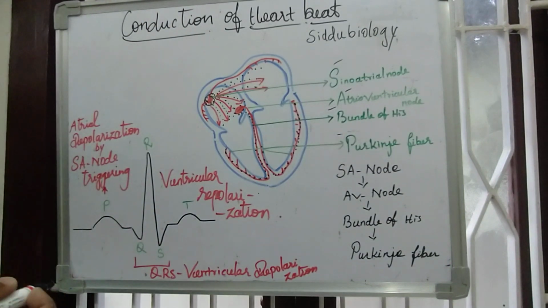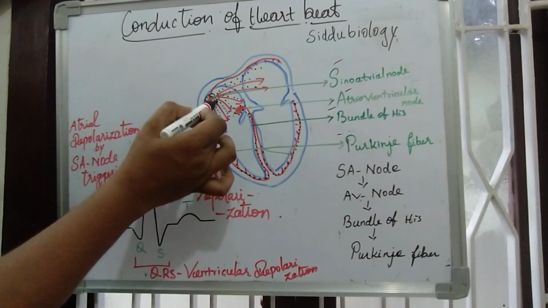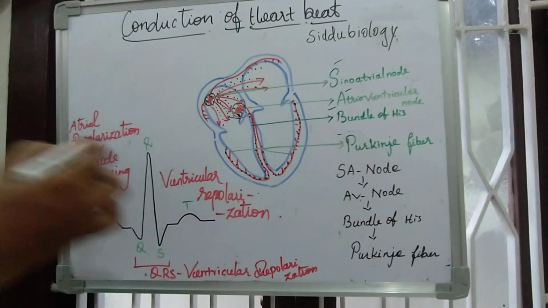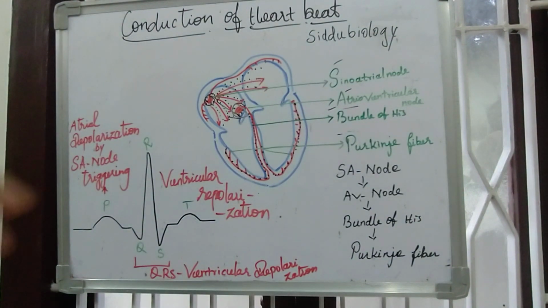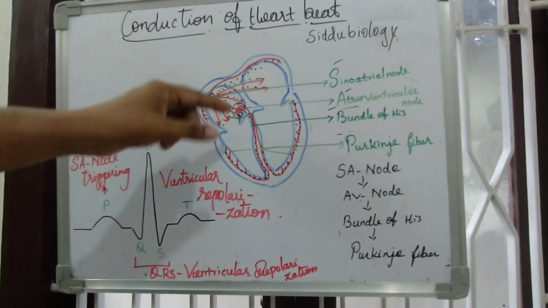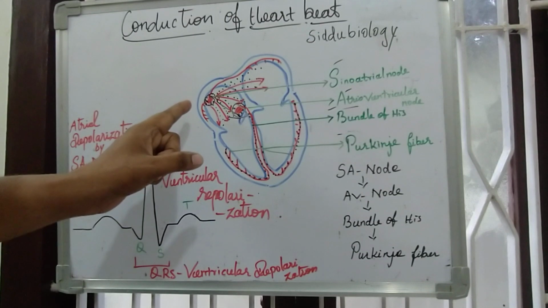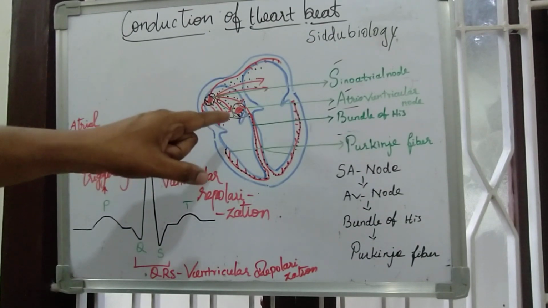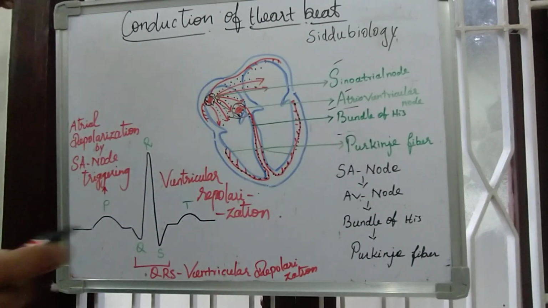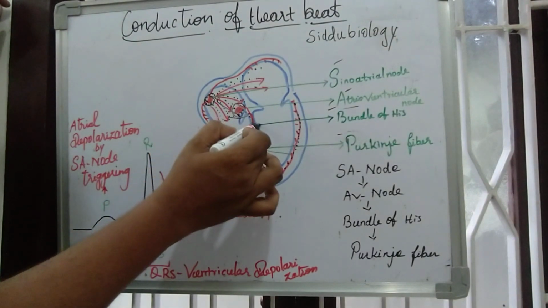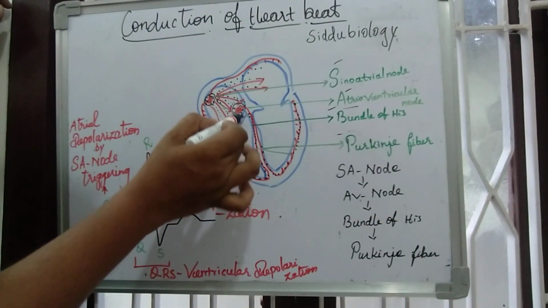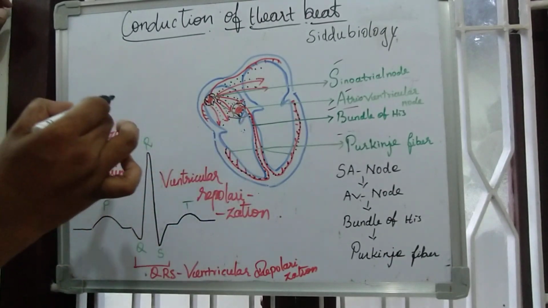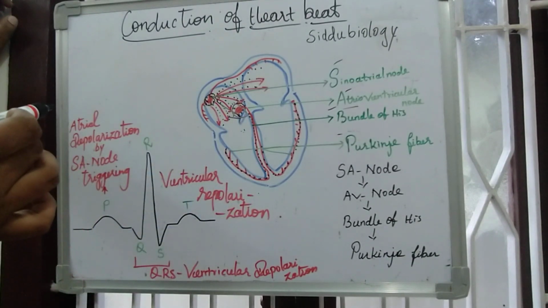After this, the electrical impulse is generated into the AV node. It is another small bundle, an important place. So the electrical impulse goes into the AV node. Where is it present? In the atrioventricular septum, in between the atrium and ventricle. So it is called the atrioventricular septum.